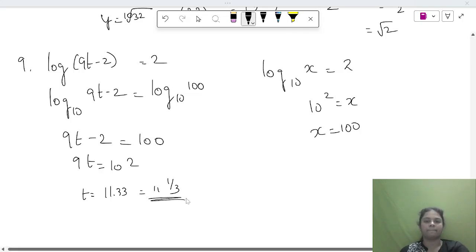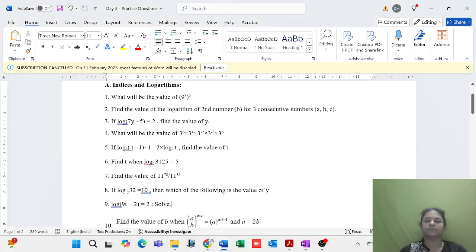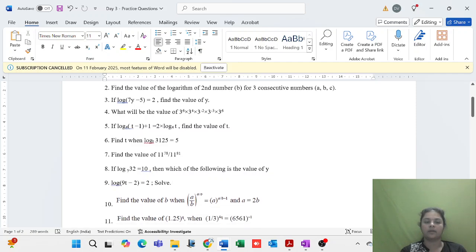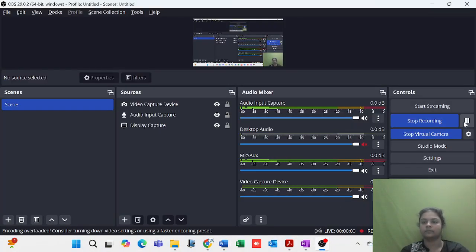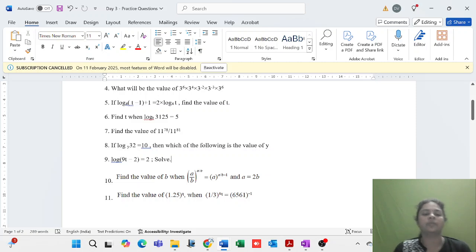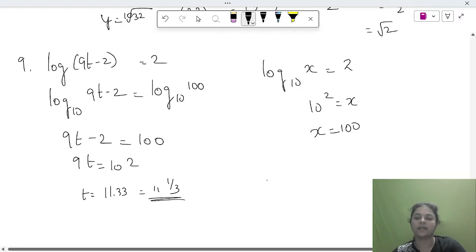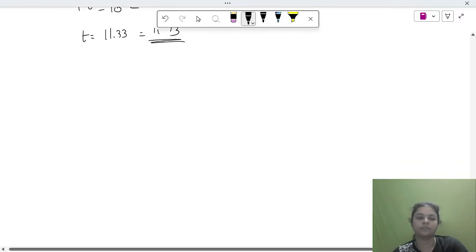Clear, friends? Moving on. Solve the value of b when (a by b) to the power a by b is equal to a power (a by b minus 1), and a is equal to 2b. Try. So the value of b that they are giving me is b is equal to 2. So let's quickly solve and check for the benefit of the class.